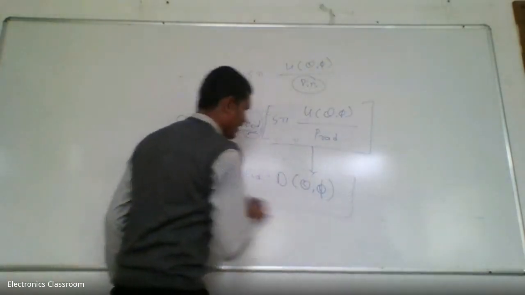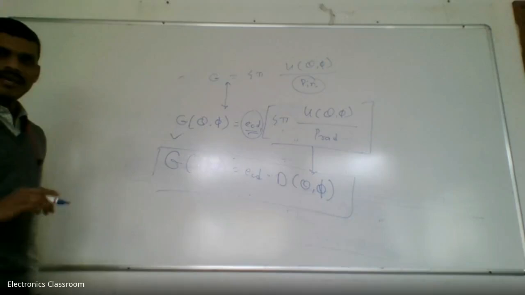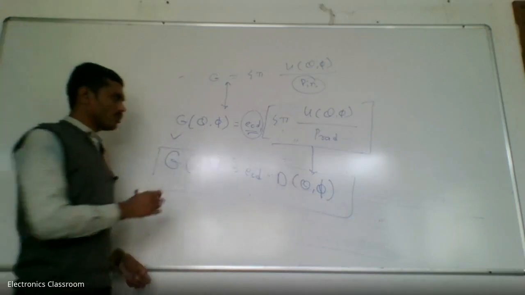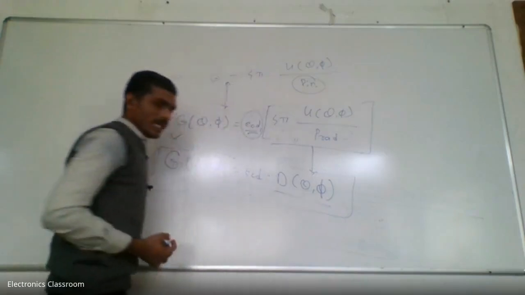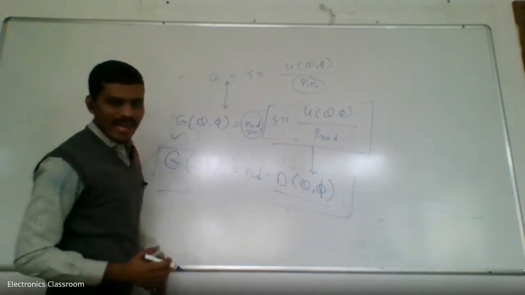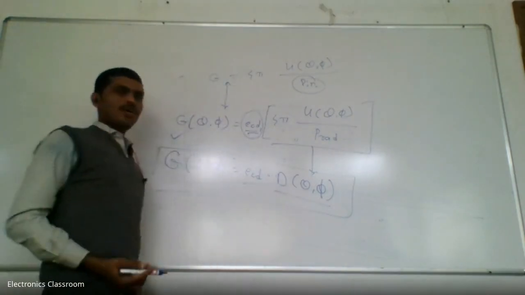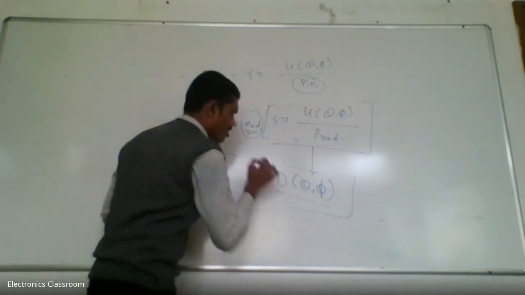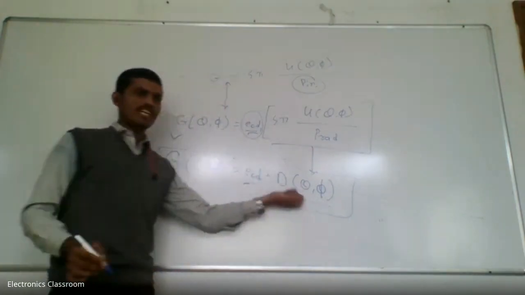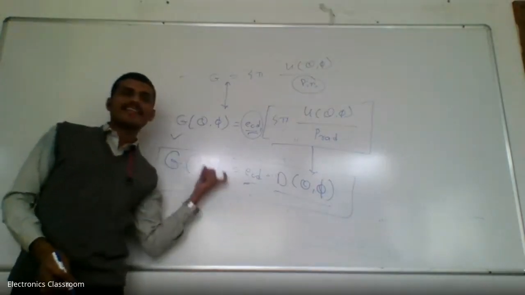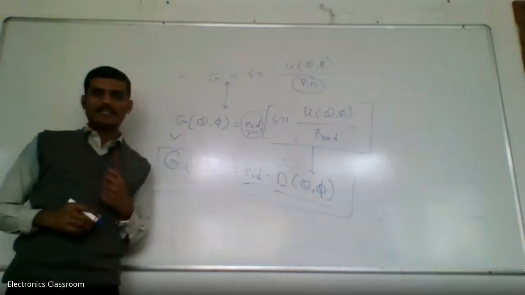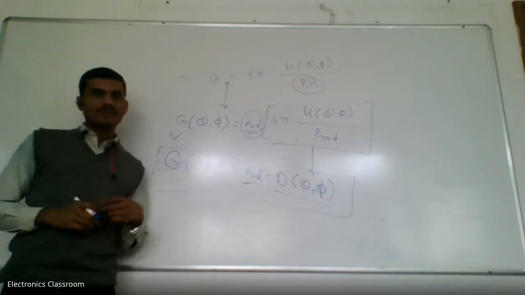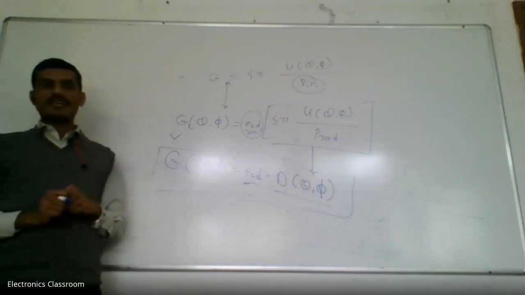So your gain is related to the directivity. By multiplying directivity by the radiation efficiency, we can calculate the gain. That means the product of radiation efficiency and directivity is known as the gain, that is, the absolute gain of that antenna. So once again, this is your absolute gain.